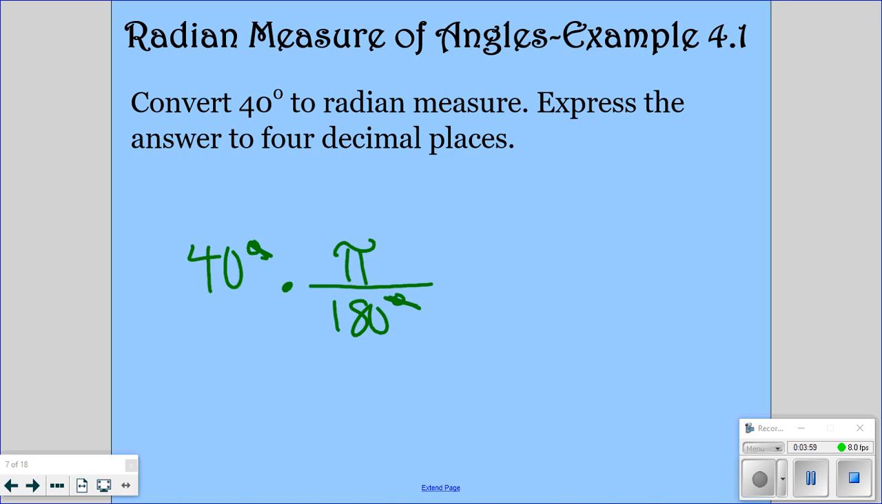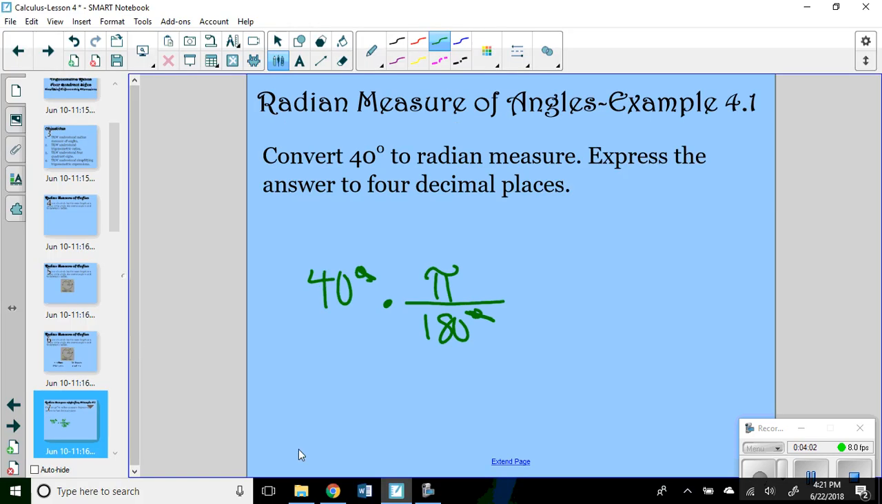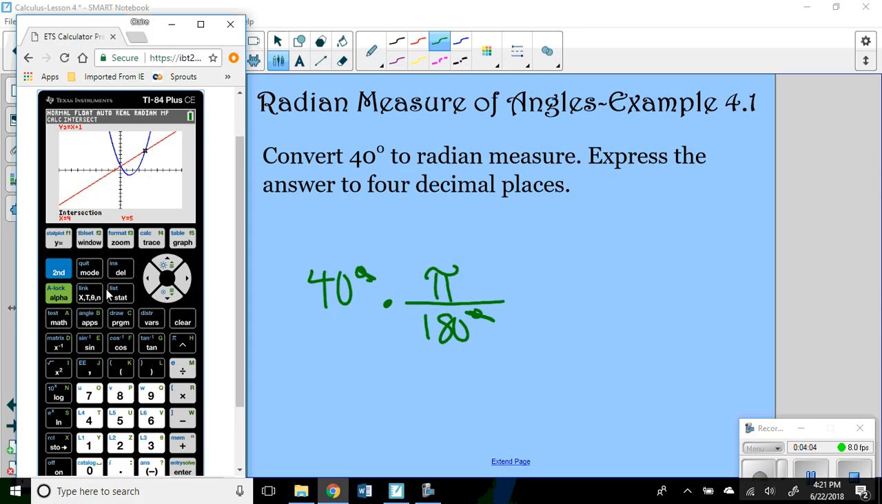So then you're just going to use your calculator. So if you go over here to your little calculator, you're going to do 40 times pi. You always want to use the pi button. So if you don't know where the pi button is, it's right above the divide by, but it's in blue. So you have to hit the second button and then the pi. So 40 times pi and then divided by 180. And that's the number that I get. You should get the same thing if you used your calculator correctly.